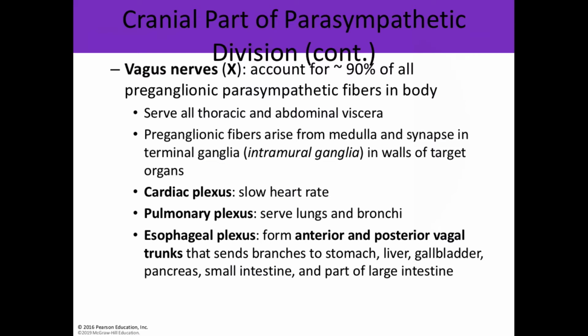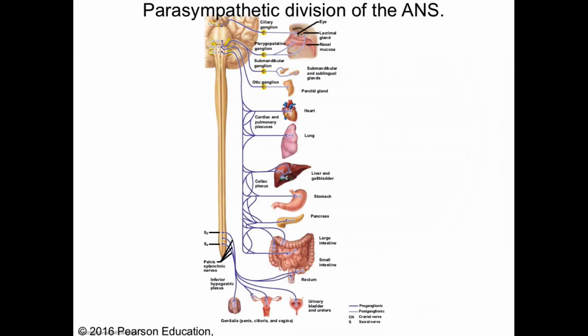The pulmonary plexus serves, class, both the lungs and bronchi. And then the esophageal plexus, class, forms the anterior and posterior vagal trunks, serving the stomach, liver, gallbladder, pancreas, small intestine, and part of the large intestine. Class, this is what makes us who we are. And they say it's the rest and digest nervous system. So you're seeing all of which that I just mentioned.